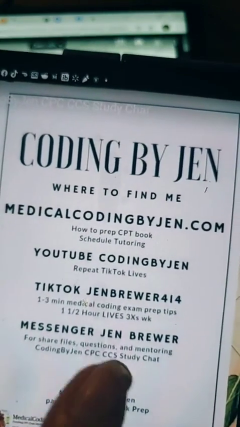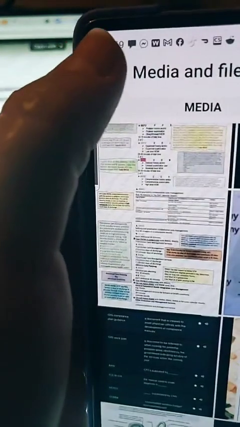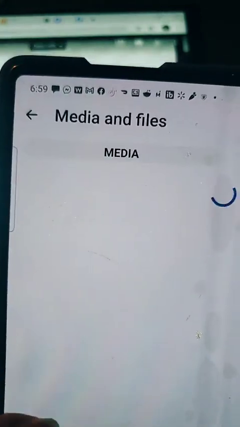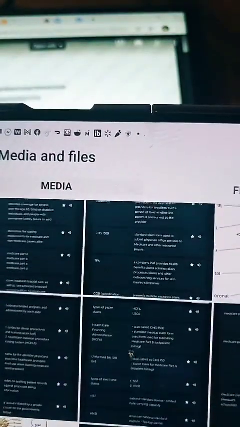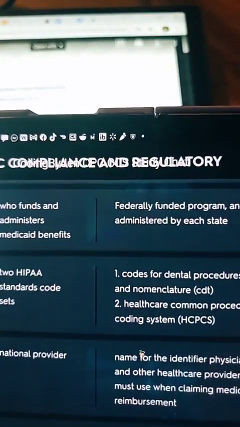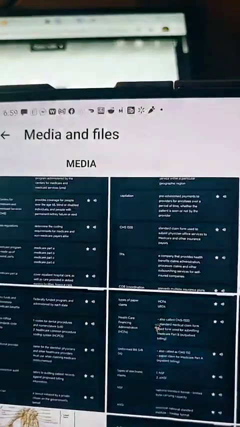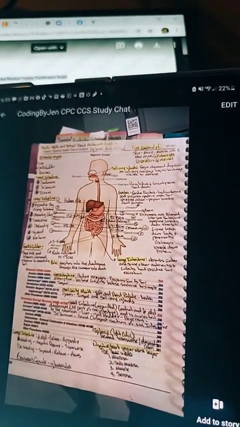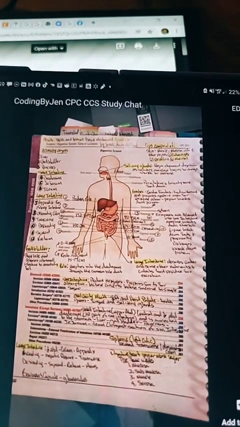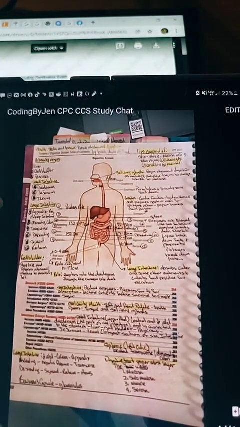My messenger group also, if you come find me at Jen Brewer, you can join our lovely little message group. I'm in it right now looking at the media files of it because that's an easy resource for looking for everything that I've already shared. These are all the compliance and regulatory definitions that you can write in your book. This page right here, one of my mentees wrote it up. And when she took her CPC exam, she said 3 of the answers from her exam were on this one page, which is super helpful.